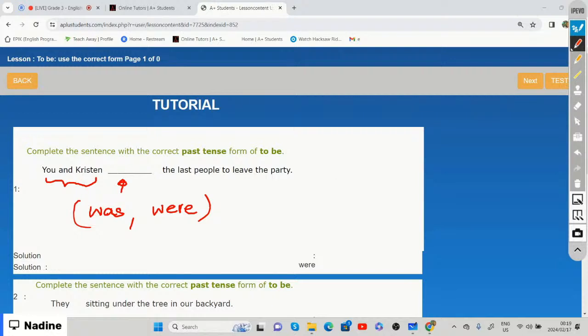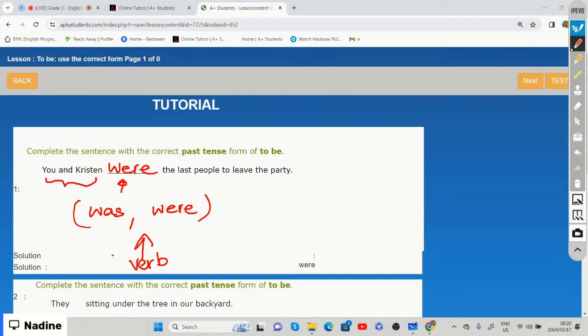Yeah, so if we use the correct form of past tense, then we will say you and Kristen were the last people to leave the party. So as you can see, like I said, the focus is mainly on the verb, right? And that is why we say the verb to be or to have, right? So if we only had to say Kristen was the last person to leave the party, then we would say Kristen was the last person to leave the party. But since it is you and Kristen, which is two people, then we say were, right?